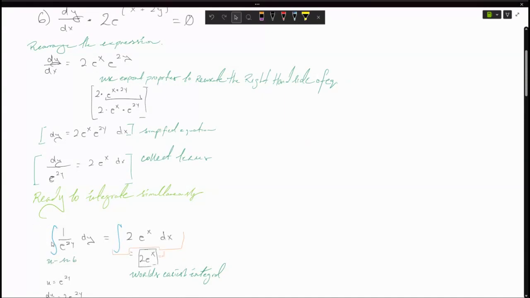And so we have the integral of 1 over e to the 2y dy equals the integral of 2 times e to the x dx. And we know that's 2 e to the x. And so for this part, with the y, we can do u substitution.